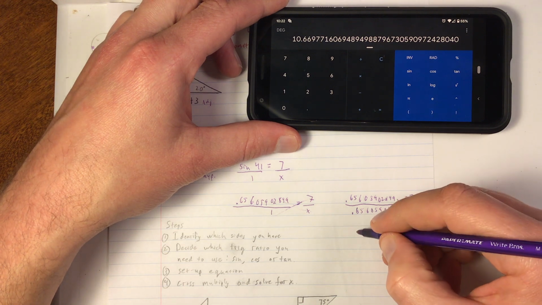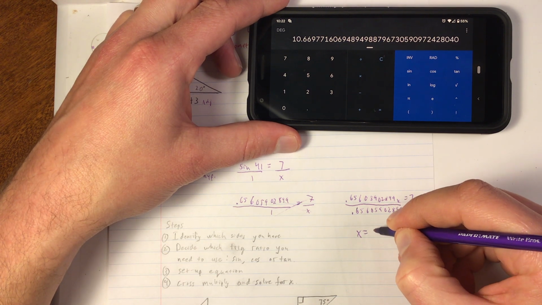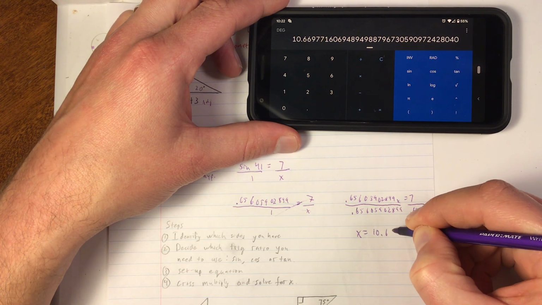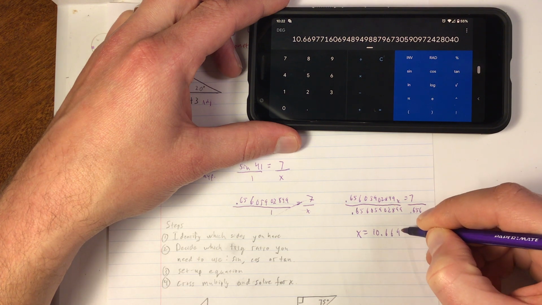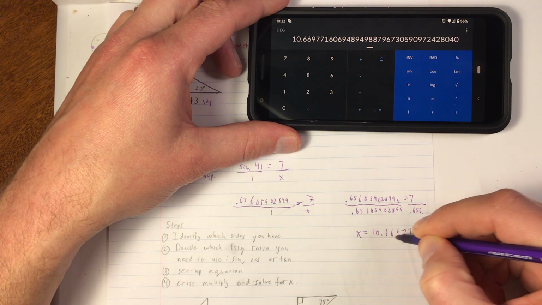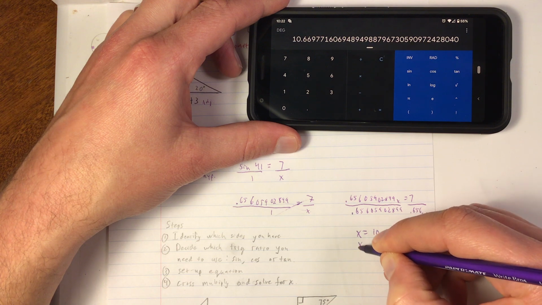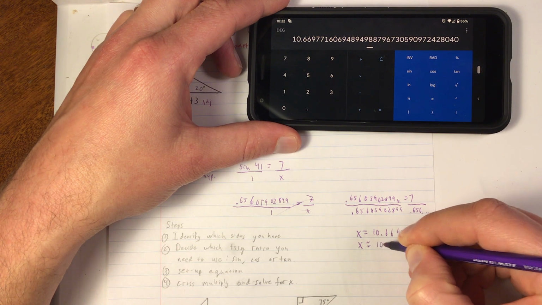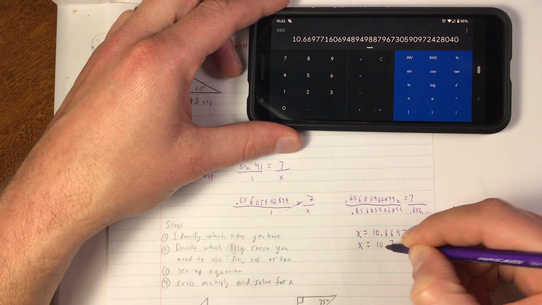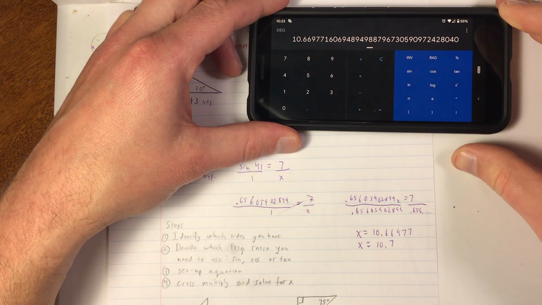The missing side is 10.66977. Or if I round to the nearest tenth, x is approximately 10.7. And you're done.